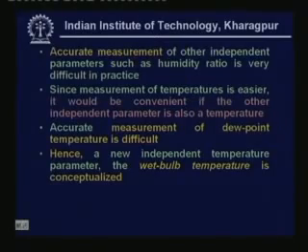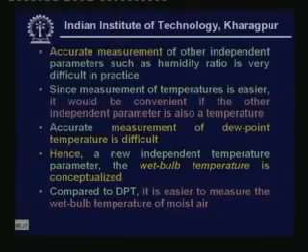Hence, a new independent temperature parameter, the wet bulb temperature, is conceptualized. Because of this difficulty, that means because of the difficulty of measuring other properties such as the humidity ratio or relative humidity or dew point temperature, people have come out with a new concept of wet bulb temperature. This concept is very useful because we shall see that measurement of wet bulb temperature is relatively easy compared to dew point temperature. So, it is easier to measure the wet bulb temperature of moist air.